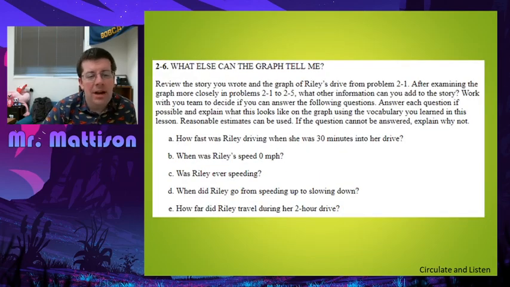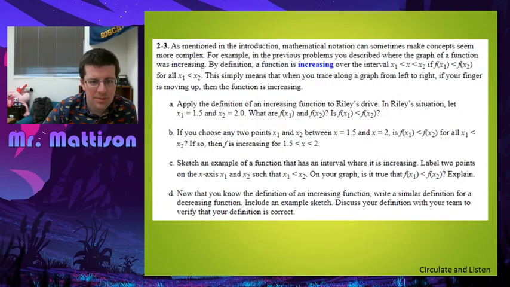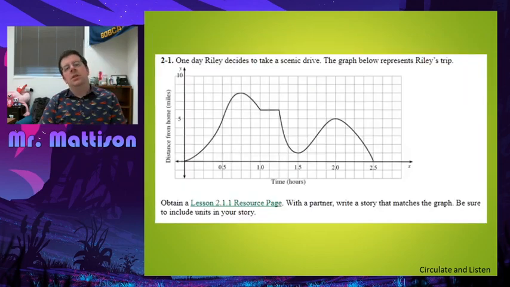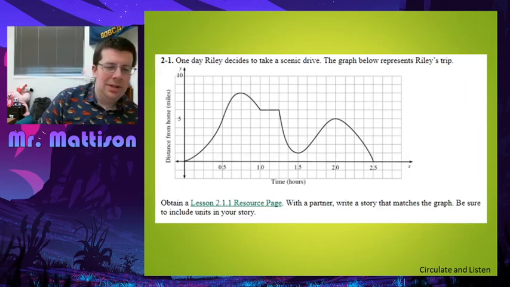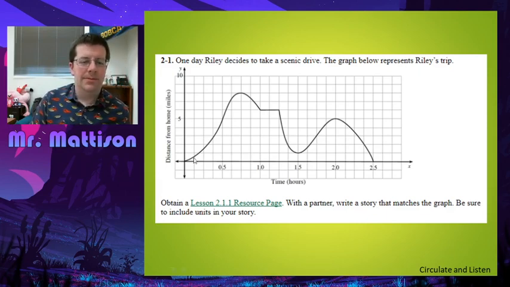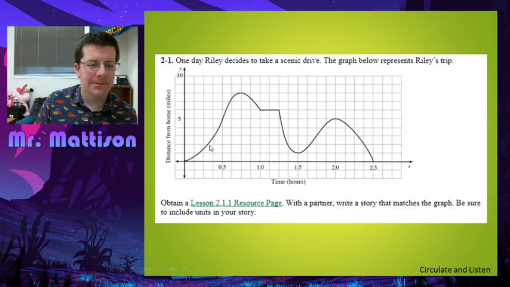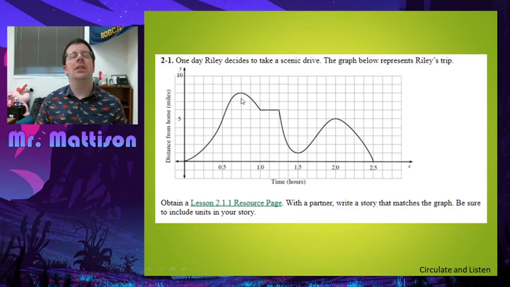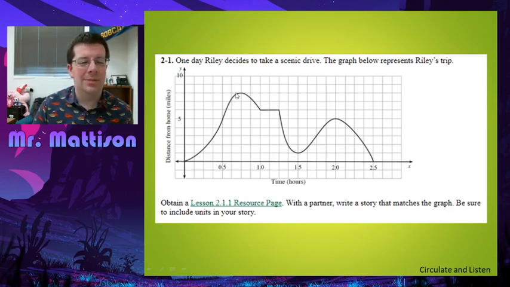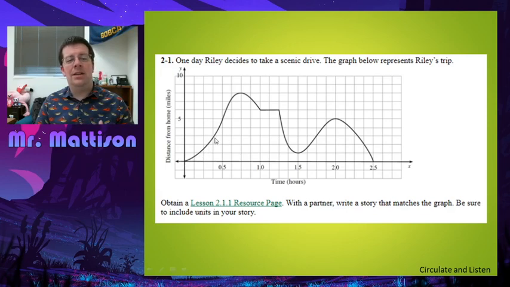When did Riley go from speeding up to slowing down? So she was speeding up and then she was slowing down. She's speeding up here, and then she actually starts to slow down here. Now it's easy to say, hey, I'm changing speeds here to here because I'm going from increasing speed to decreasing speed, but this is not a speed y-axis. This is a distance y-axis. So I'm speeding up as I'm driving further away, and then I start to slow down.